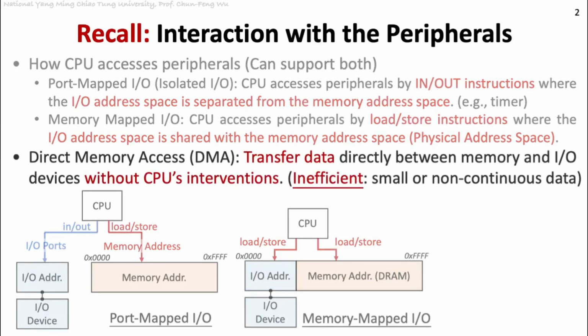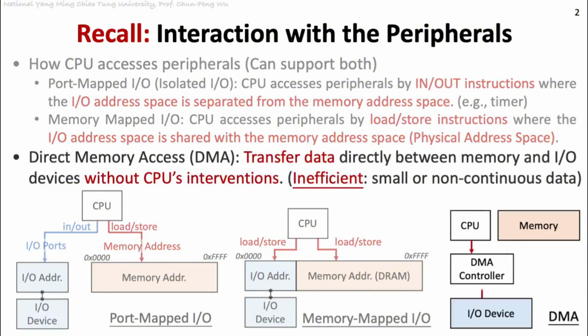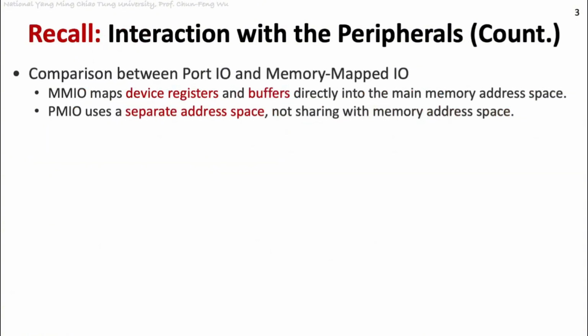Okay, I'll come back to DMA later because I have other slides for port mapping I/O and memory mapping I/O. So here are a little bit more details about how MMIO and PMIO work. MMIO maps device registers and buffers directly into the memory address space.